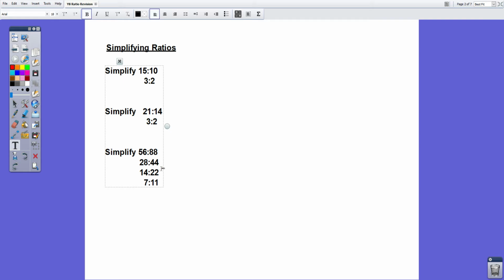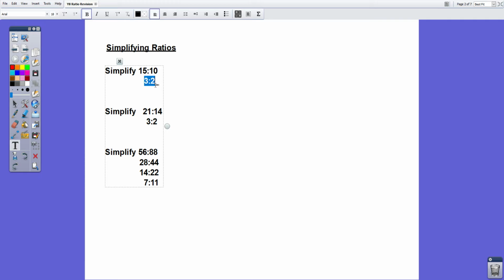Now, what number could we have divided by initially to get down to 7 to 11? Well, if we divide 56 by 8, 56 divided by 8 is 7, 88 divided by 8 is 11. Some of you may have been able to see that straight away, but if you can't, you can simplify in several stages. Just like when you're simplifying fractions, if you can't initially see the largest factor that goes into both of the numbers, then you can start dividing by a smaller factor and gradually work your way down until you get to the simplest case.